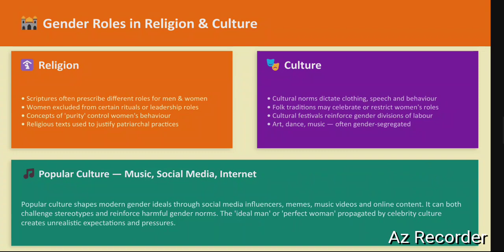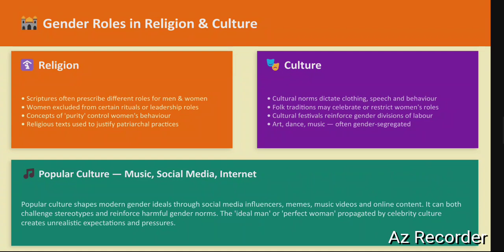Okay, caste and class is another role. Now, religion and culture. Okay. So, scriptures often prescribe different roles for men and women. Women are excluded from certain rituals and leadership, which it says should be done by men. Concepts of purity control women's behavior. Saying that women are impure, is it so? But it controls women's behavior. Religious texts are used to justify patriarchal practices. So they say religious text, but I don't know, maybe it is misunderstood by many of us. It has to be properly communicated or properly understood. It is all about our convenience, right?